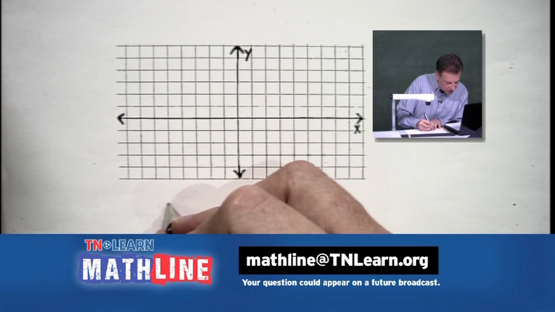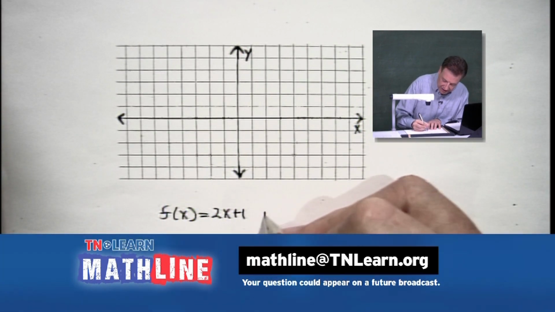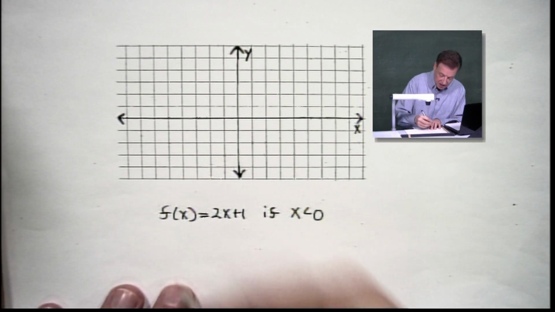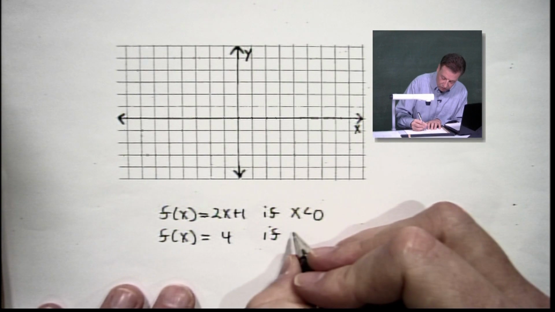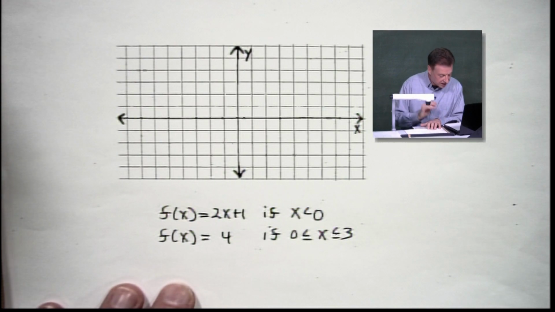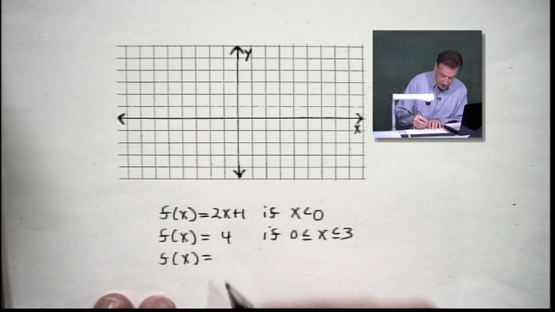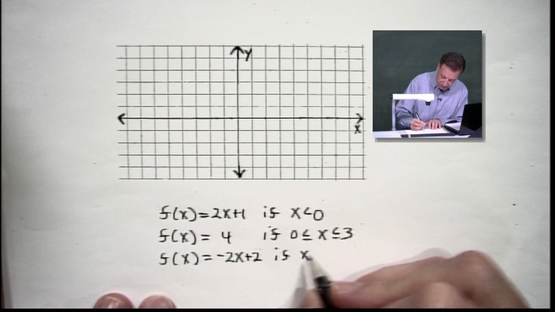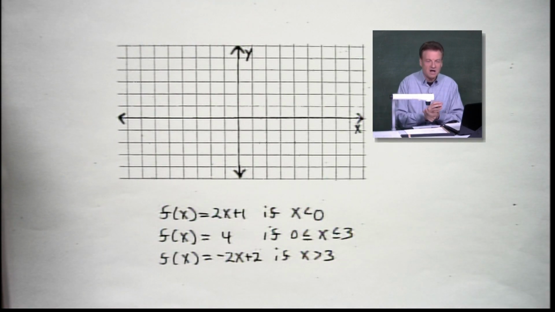So remember we were going to use f of x equals 2x plus 1 if x was less than 0. All right, that was our first stipulation. Our second one was we were going to use f of x equals 4 if we had 0 less than or equal to x less than or equal to 3. All right, that was our story. And our third one was using that f of x equaling negative 2x plus 2 for x being greater than 3. All right? So what we've got, we're going to try to put these things all on the same graph.